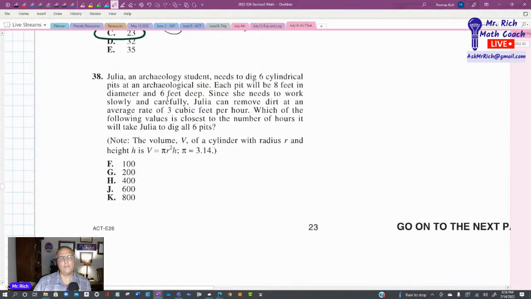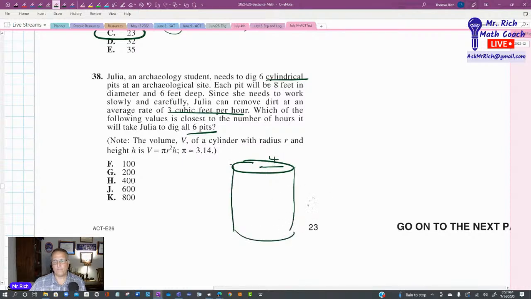38. Julia, an archaeology student, needs to dig 6 cylindrical pits at an archaeological site. Each pit will be 8 feet in diameter and 6 feet deep. Since she needs to work slowly and carefully, Julia can remove dirt at an average rate of 3 cubic feet per hour. Which of the following values is closest to the number of hours it will take to dig all 6 pits? Oh my gosh. Okay, each pit is 8 feet in diameter, so it's got a 4-foot radius, and it is 6 feet deep. Of course, there's my volume for a cylinder. Sometimes they'll give that to you, sometimes they will not.